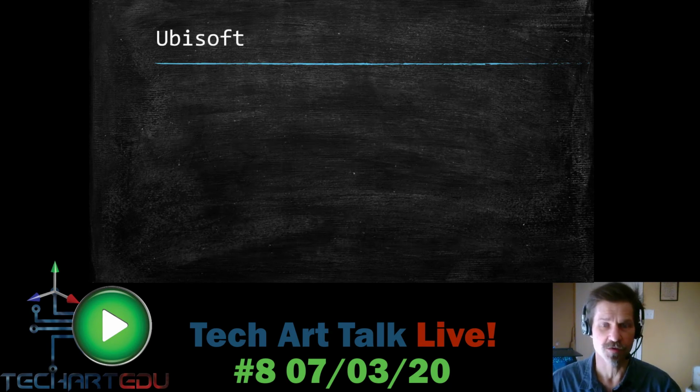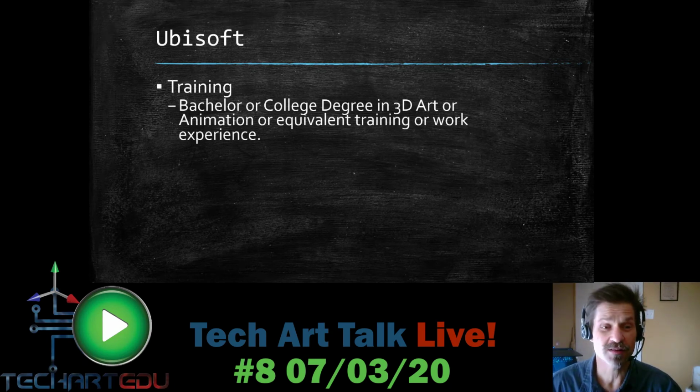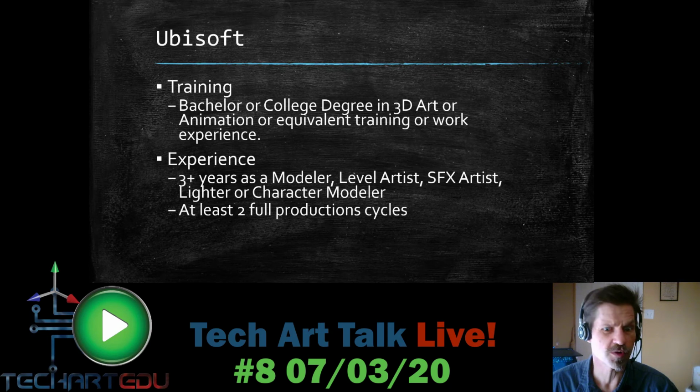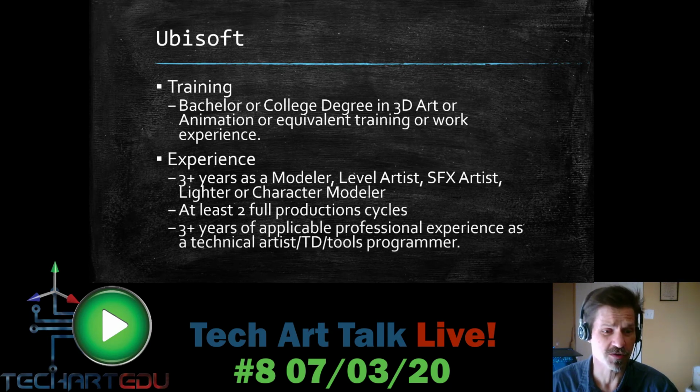Okay, what about Ubisoft? Oh yes, they're talking about French. The Ubisoft job, they're a little bit more qualified. Training, oh, look at that. They came right out and said they want a bachelor or college degree in 3D art or animation, or, this is where they leave the door open, equivalent training or work experience. There's that 3 years of modeling experience, at least 2 full production cycles, which is pretty considerable. 3+ years of being a technical artist.